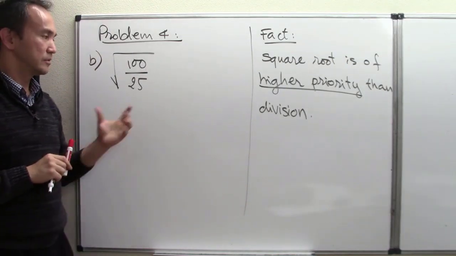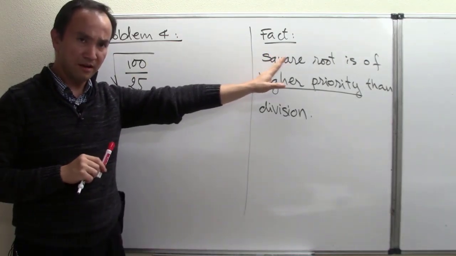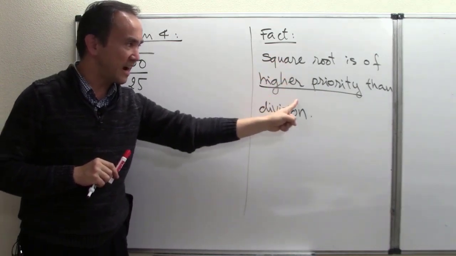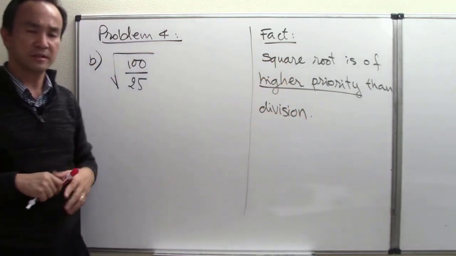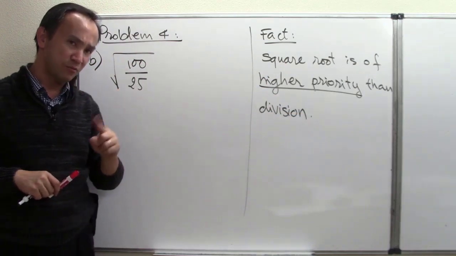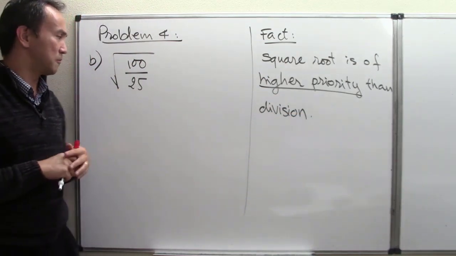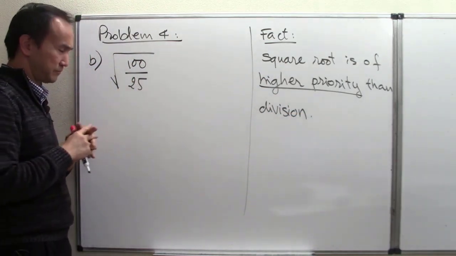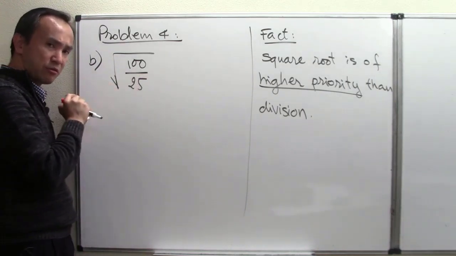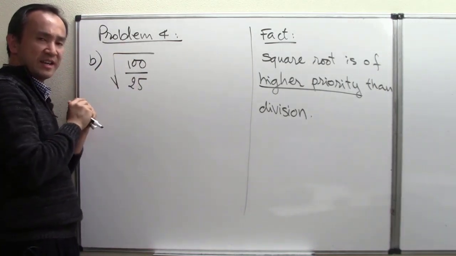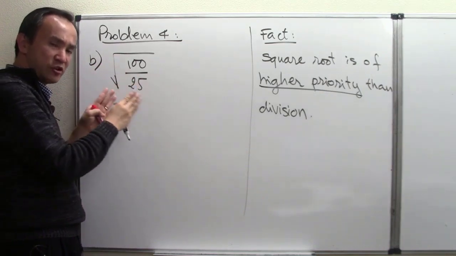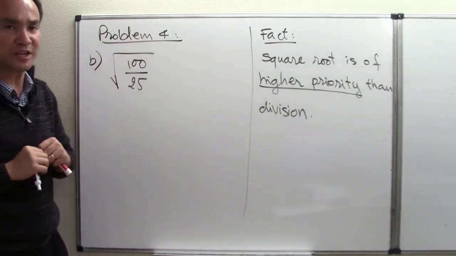All right. So we now know that square root is of higher priority than division. But even so, there are still times that we have to watch out for it. So let's look at this computational problem. There is division involved in the problem. There is taking square root. And I still want to put this computational problem among those problems I call problem 4.